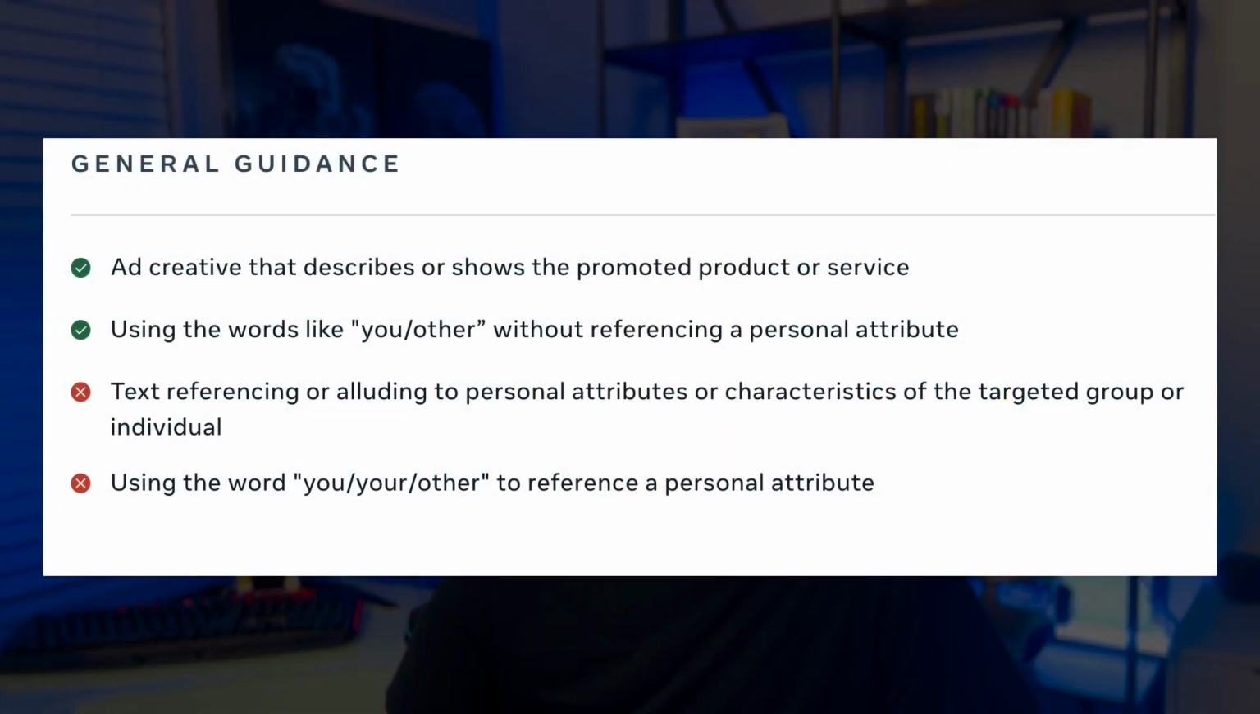Because a lot of the time, Facebook doesn't like you using the word you and talking to people as if you are mentioning something specific about them. So you need to rephrase what you write on your Facebook ad to say something like, many people are struggling with this, or many people have found that this solution can help them with XYZ or whatever it is.